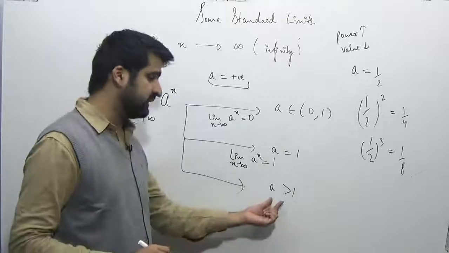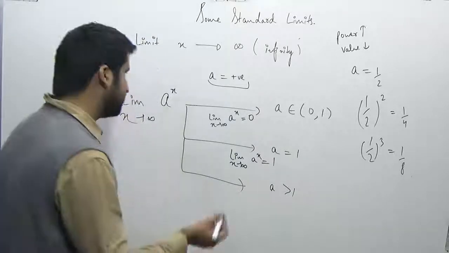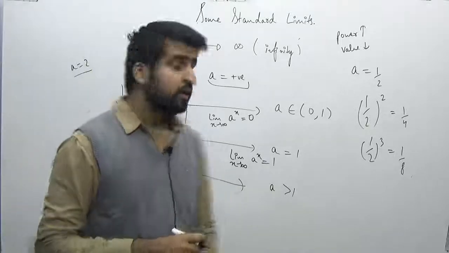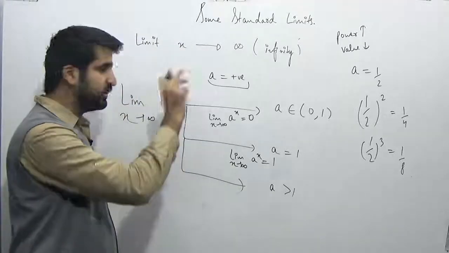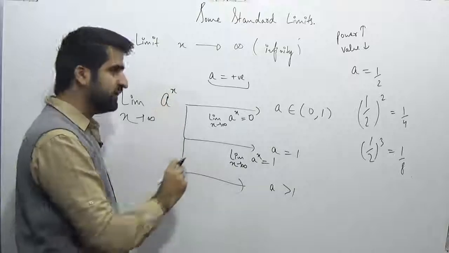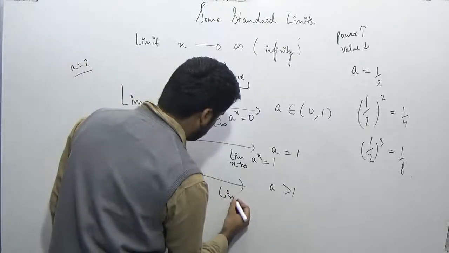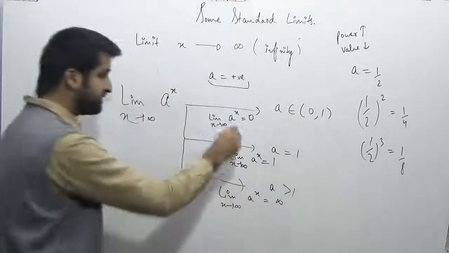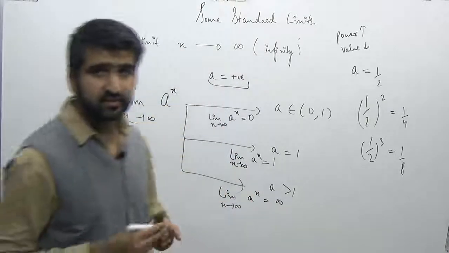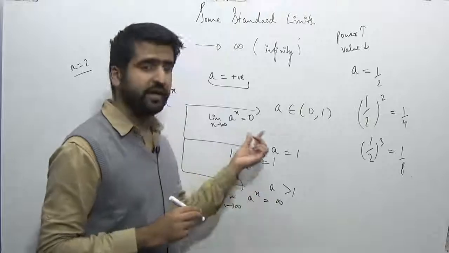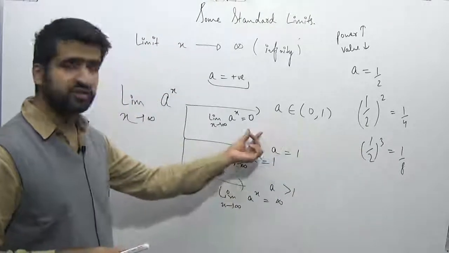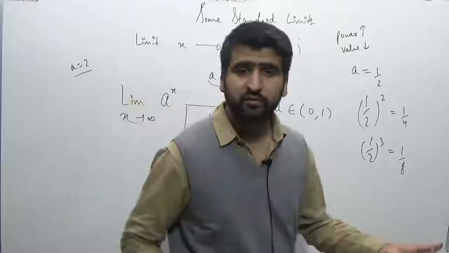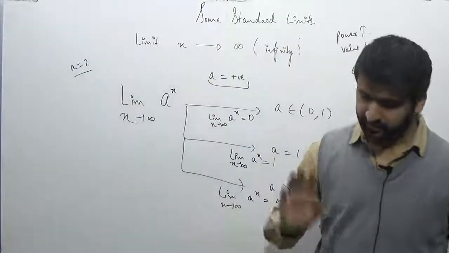And now let's see when a is greater than 1. Let's say a is 2. Now as I increase the power on this number, the value a to the power x will also increase. So as x approaches infinity, this limit will also approach infinity. So we cannot say that this limit is always infinity or this limit is always 0. We have to see the cases: if this number a lies between 0 and 1, this limit approaches 0. If it is 1, this is obviously 1, right? And if this is greater than 1, this limit will come out to be infinity.